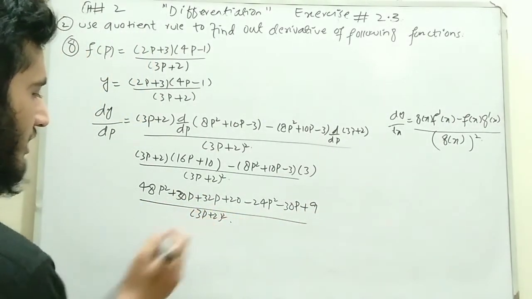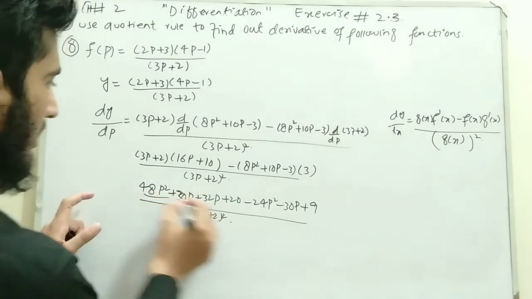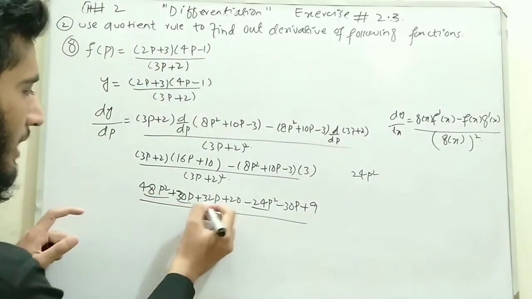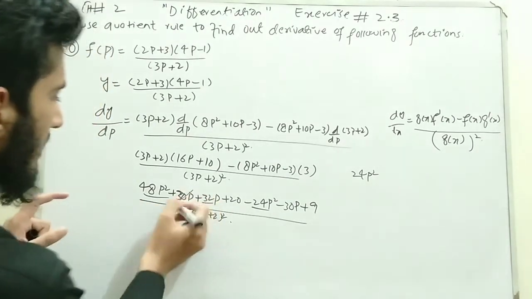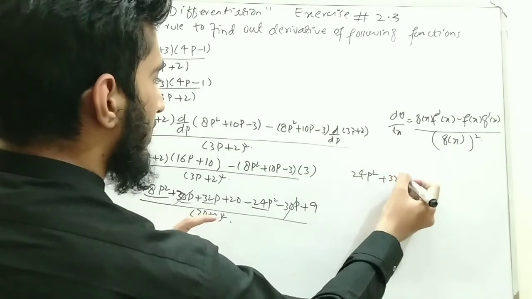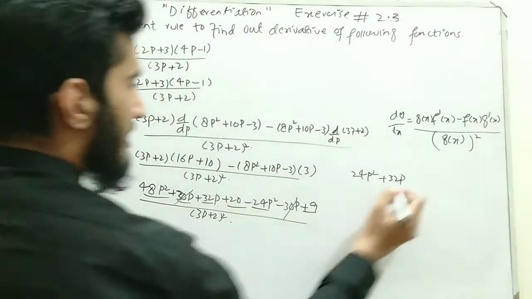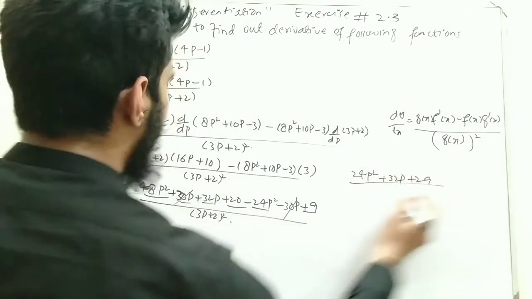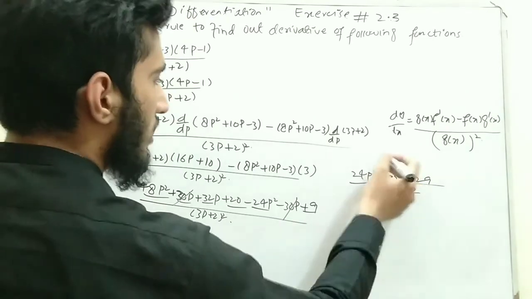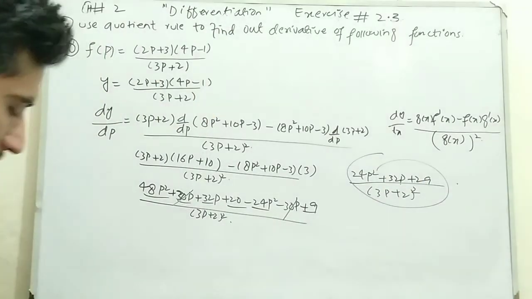Now after simplification, 48p² minus 24p² gives us a value 24p², and 30p plus 32p. Here 30p and negative 30p are cancelled out with each other. We are just left with 32p. And after this, we are left with 20 plus 9, which gives us a value 29, divided by the second function (3p + 2) whole square. So this is actually our derivative for the part number G.